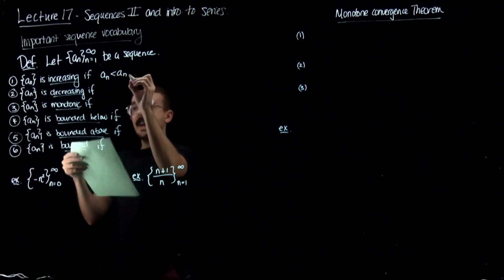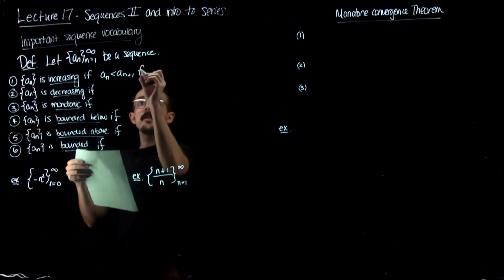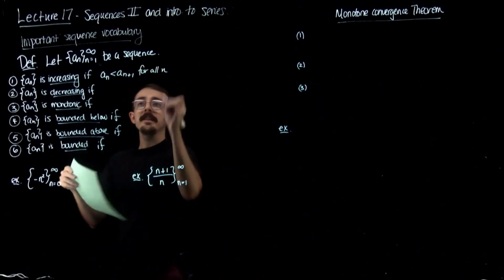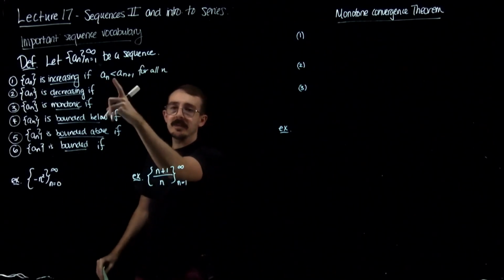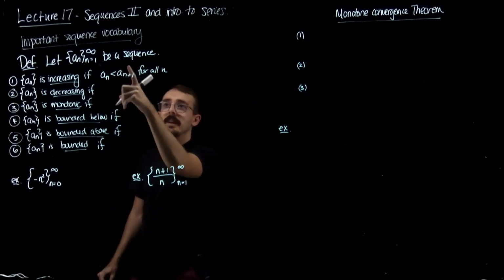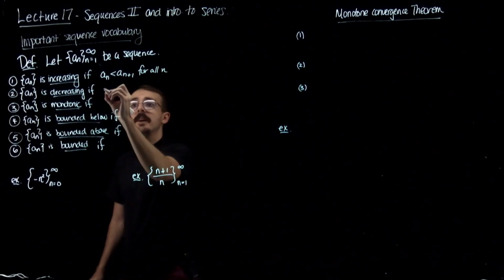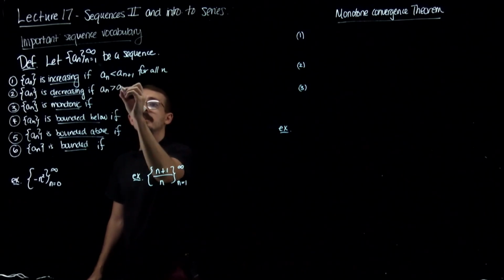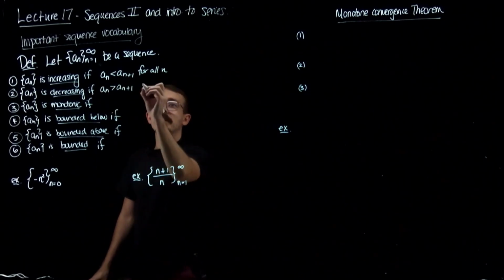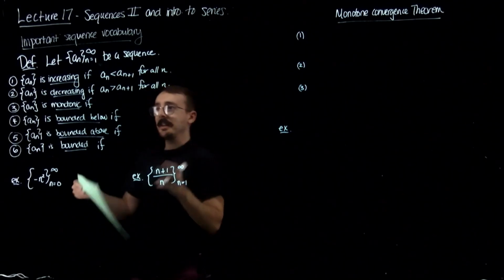So a sequence a sub n is increasing if the previous term a sub n is less than a sub n plus 1 for all n. So the previous term is going to be smaller than the next one, and that's always true. Then you're increasing. And if you're decreasing, the opposite is true. The previous term is always greater than the subsequent term for all n.